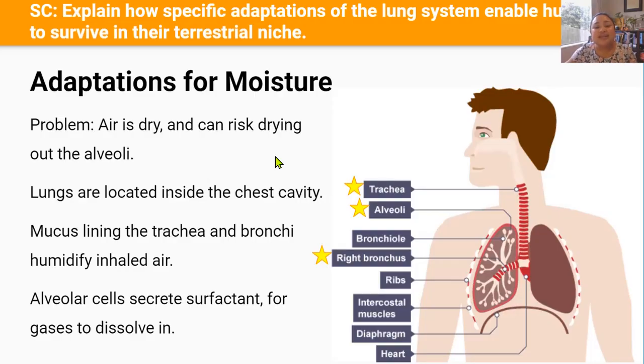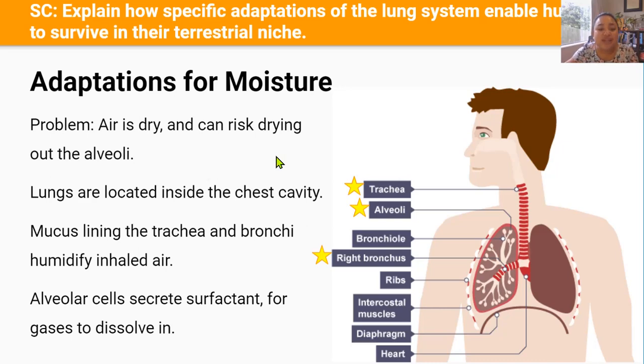Okay, now let's look at adaptations for moisture. So gases must first dissolve in water before they can diffuse across the specialized respiratory surface. Therefore, the specialized respiratory surface needs to be kept moist. So it's a problem that air is dry, because not only does it stop gases from diffusing, it can also risk drying out the lungs and therefore damaging the delicate alveoli. So the lung system has adaptations to keep itself moist and to prevent itself from drying out.